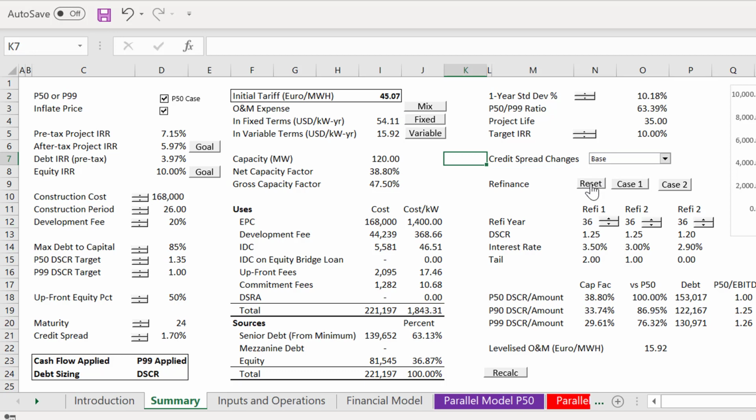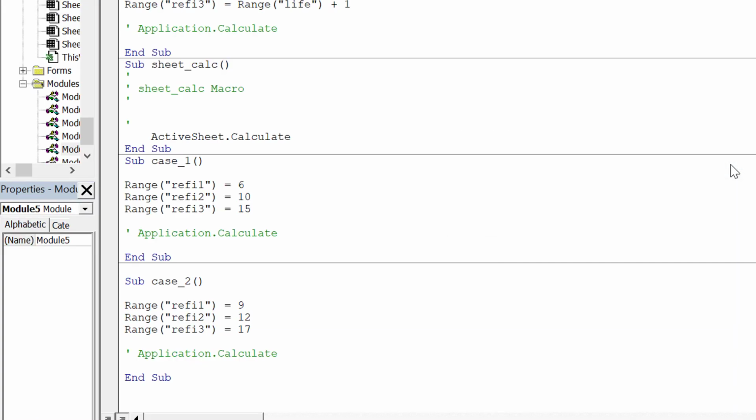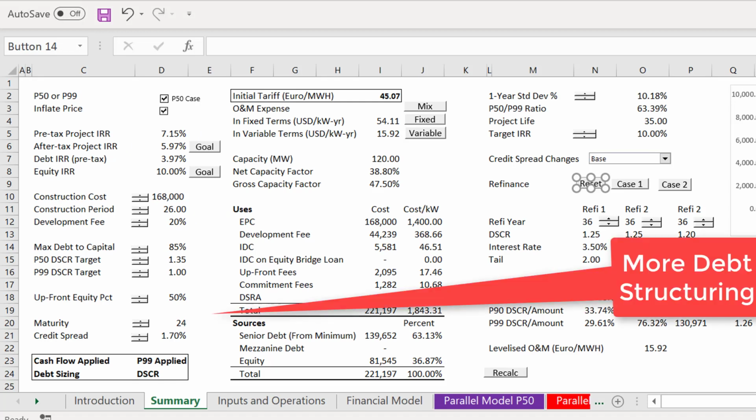So there's a little reset macro that just says go to all the inputs. And when you go to all the inputs, just put all the refinancing to the life plus one, and then we can change the timing of the refinancing. We don't know when it's going to occur. That means we should assume 0.